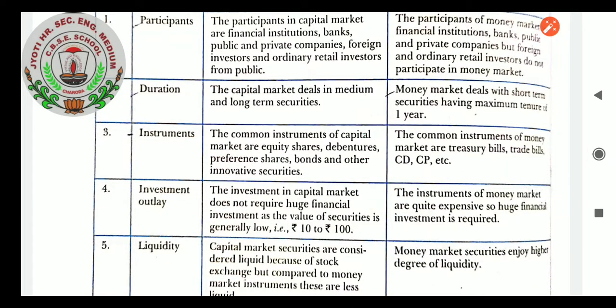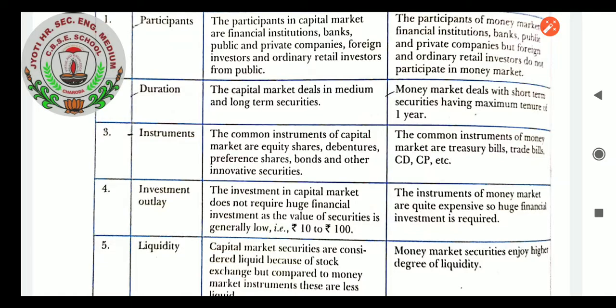The instruments we have learned in the money market, you remember: commercial deposits, commercial papers, certificates of deposit, trade bills, treasury bills, and call money market. These are the various instruments of the money market. Whereas the instruments of the capital market are equity shares, debentures, bonds, preference shares, etc.